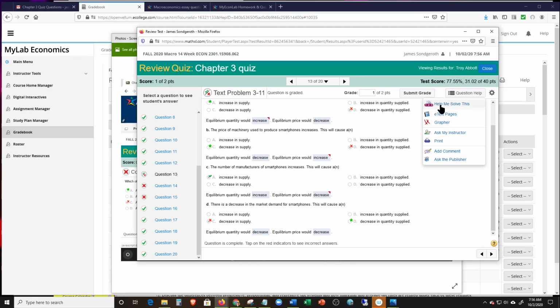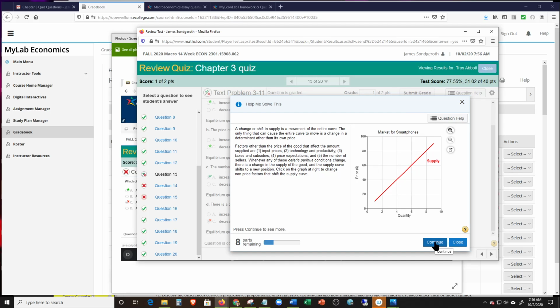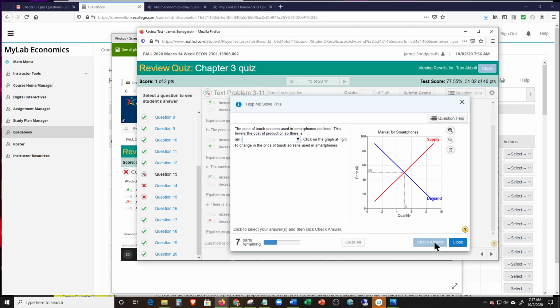And then this is a nice one too. Help me solve this. It explains things to you and works you through the problem. You read it, and you don't have to answer anything here. You go to the next one, and again, you don't have to answer anything here. And then they list all the items that will shift the curve. And now you do have to answer something.